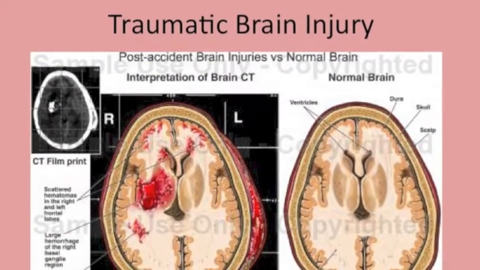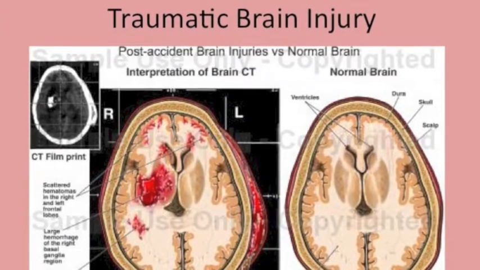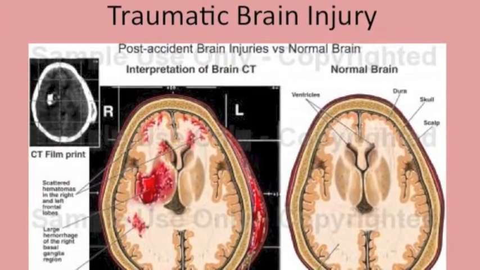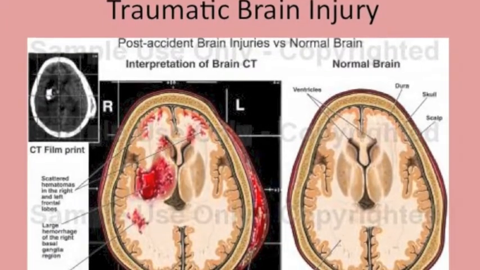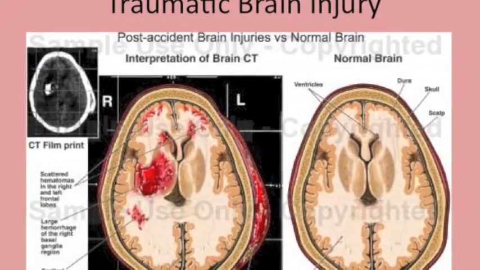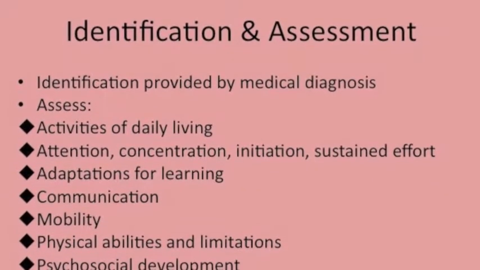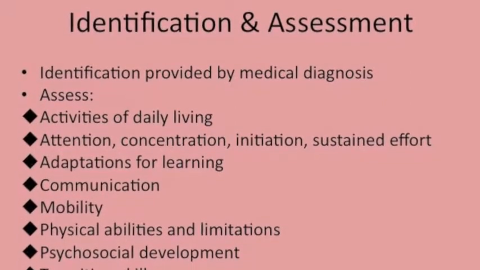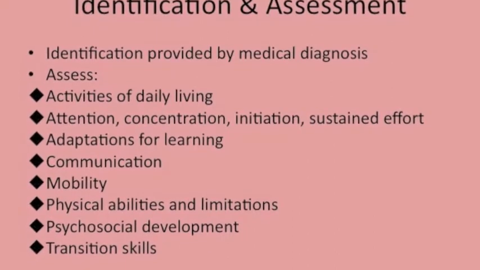They often have difficulties with memory, attention, and executive functioning. They also have slowed processing of information and faulty reasoning skills. Services and supports are often needed in cognition, speech and language, social and behavioral skills, and physical functioning. Medical diagnosis usually provides initial identification. Some things they assess could be activities of daily living, communication, mobility, and transition skills.